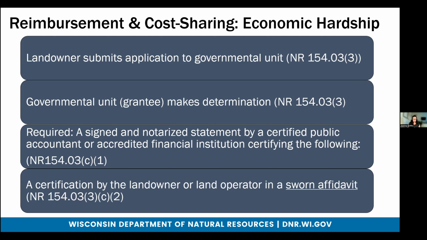Additionally, NR 154 requires that the landowner provide a sworn affidavit that the information they've provided to the CPA or financial institution is a full and true disclosure of their financial condition. So NR 154 does not give DNR authority to specify the method, but it does give DNR authority to require that it approve the method that's used by the CPA or the financial institution.